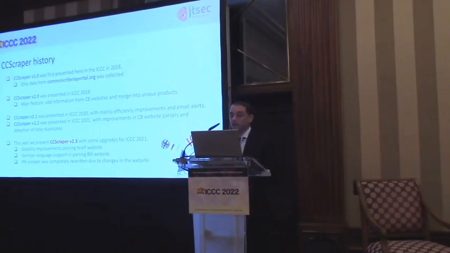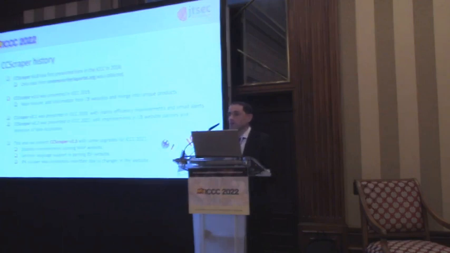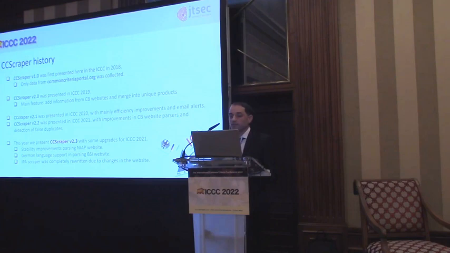A bit of history of this tool. The first version of CC Scraper was presented here in ICCC in 2018. We were very excited then to show the result of our work to the CC community, and we thought that it was very well accepted. The second version was presented in 2019. We added a very powerful feature back then. That feature was what I mentioned before, the gathering of information from both the Common Criteria portal and the CB websites, and the possibility to merge them into a unique list of products. And since that improvement, the tool provides more data and more reliable statistics.